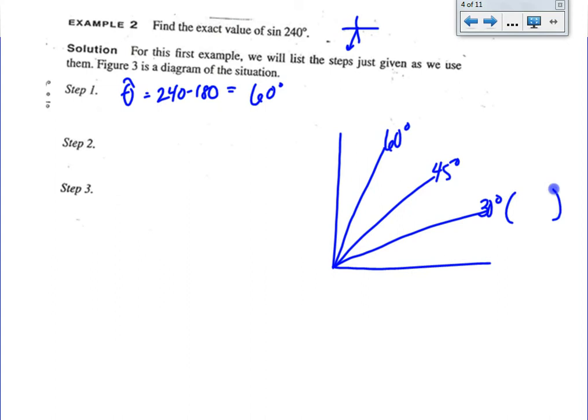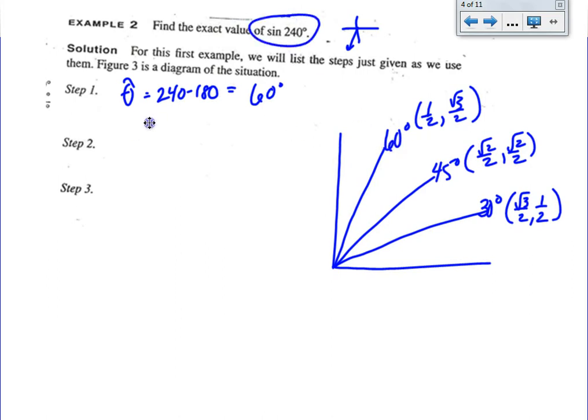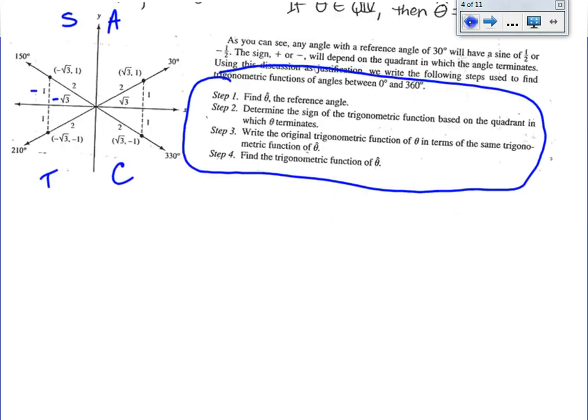At 30 degrees, on the first quadrant of the unit circle, remember it's square root of 3 over 2, and then 1/2. At 45 degrees, it's square root of 2 over 2 for both. And then at 60 degrees, it is 1/2 comma square root of 3 over 2. So, at 60 degrees, we're trying to figure out what exactly? The sine. So at 60 degrees, the sine of 60 is square root of 3 over 2.